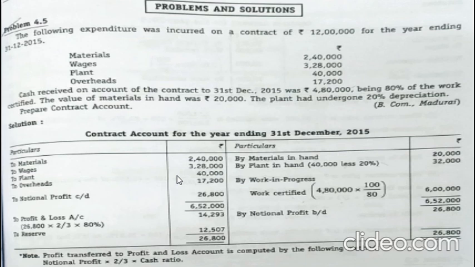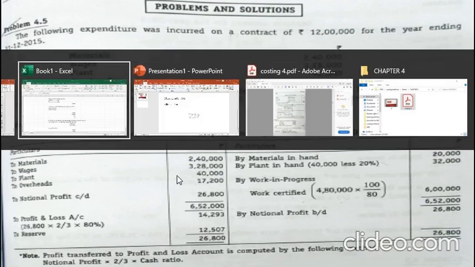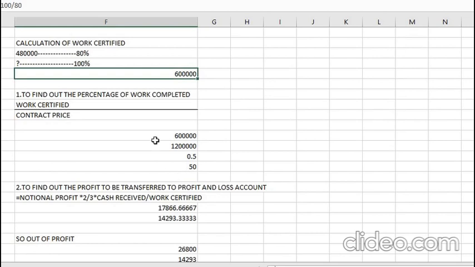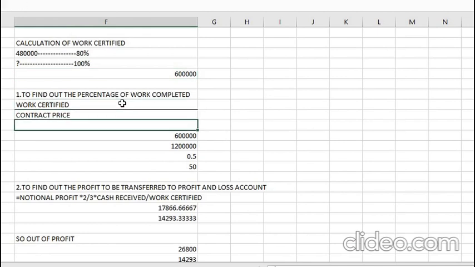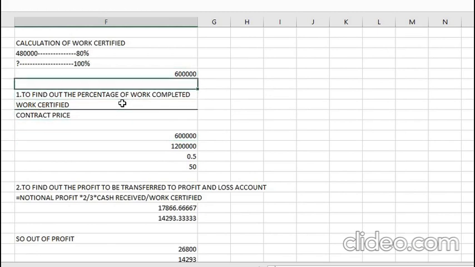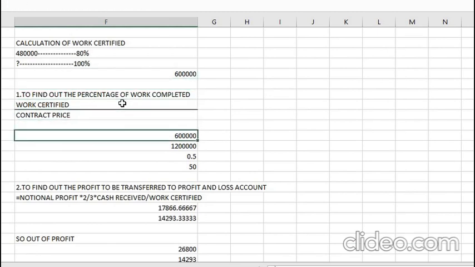To calculate that, we will have working notes. The first working note will be to find out the percentage of work completed. To find out the percentage of work completed, the formula is work certified divided by contract price. According to the question, work certified, what we have got according to the calculation, is 6 lakh, divided by contract price as per the question, which is 12 lakh.